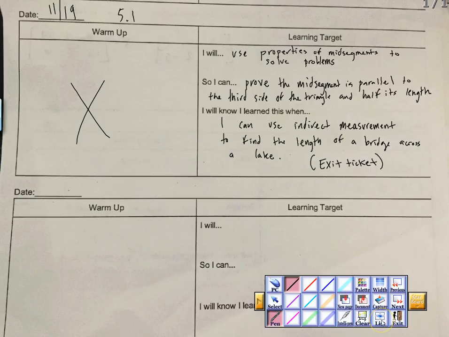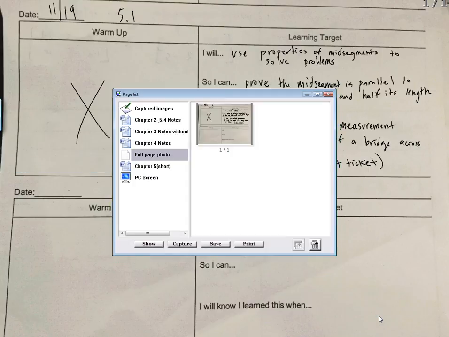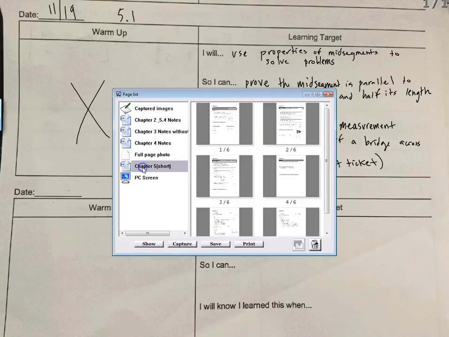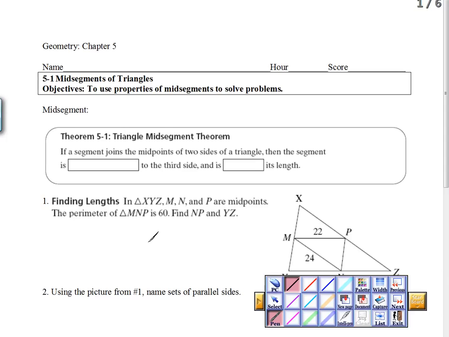Alright, so today, looking at notes for Chapter 5. Chapter 5, if you notice, it's a short section. We only do 5.1, 5.2, 5.5. We've already done 5.4. We did that back in Chapter 2 because it fit better with the converses and inverses there. So Chapter 5, we're going to start 5.1 is midsegments.